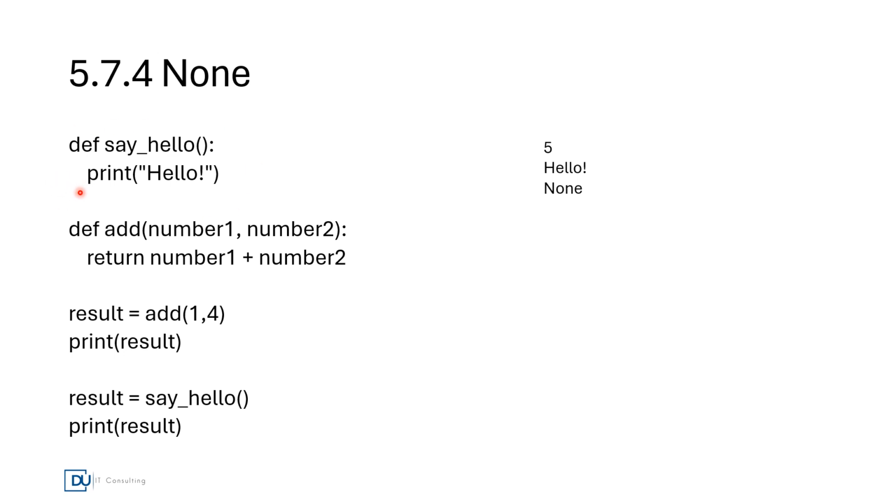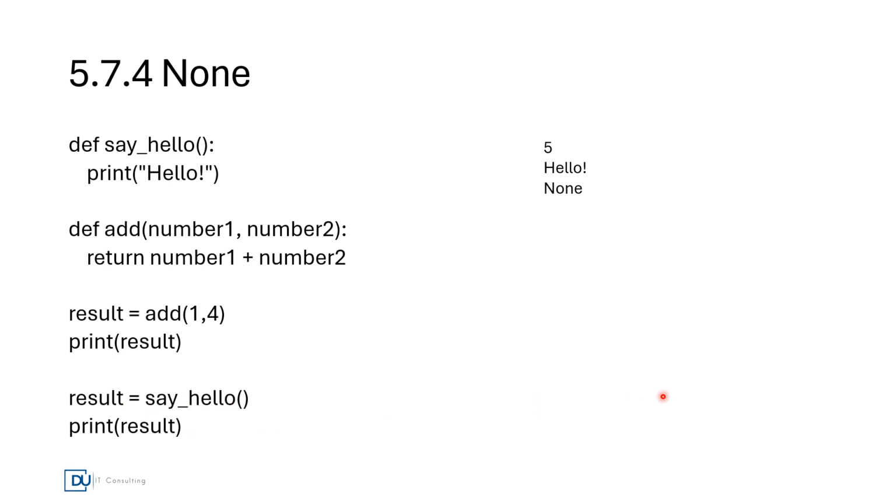And then I have one more function called add, which takes number 1 and number 2 as inputs, and then it returns number 1 plus number 2. Basically, it tries to add two numbers and gives the result as the addition. Now, I have a result variable where I'm trying to add 1 and 4. Then I'm printing the result variable. Then I'm using the same result variable to call the other function, say hello, and then printing the results.